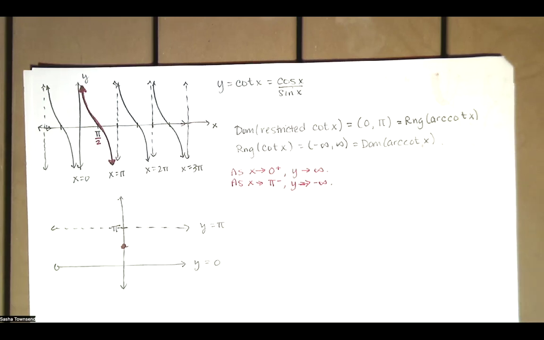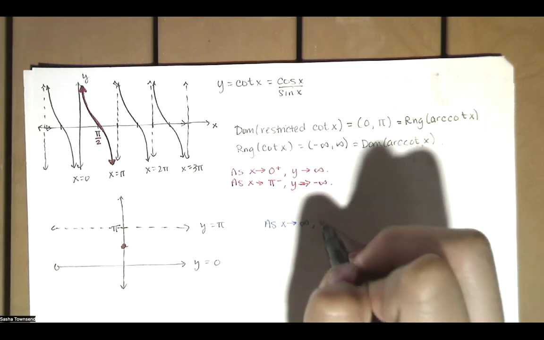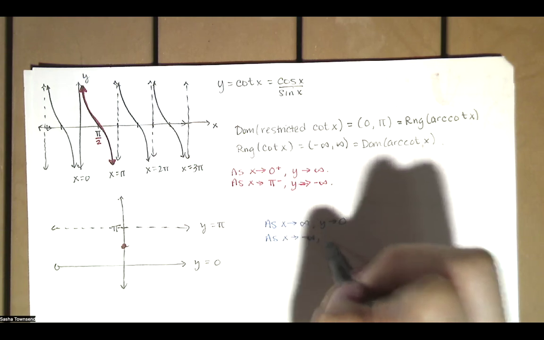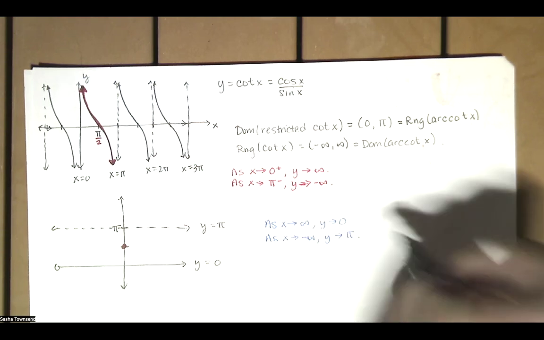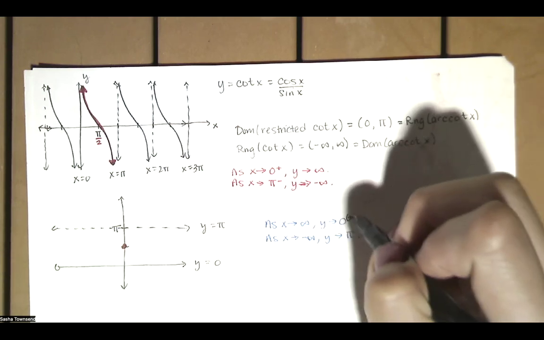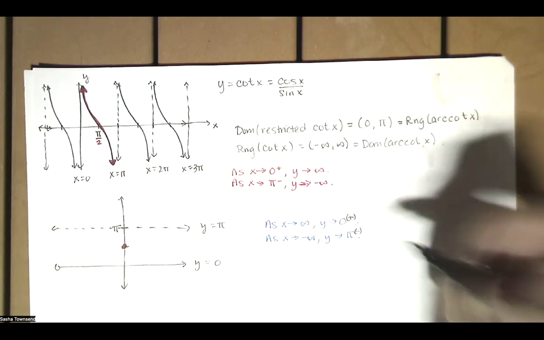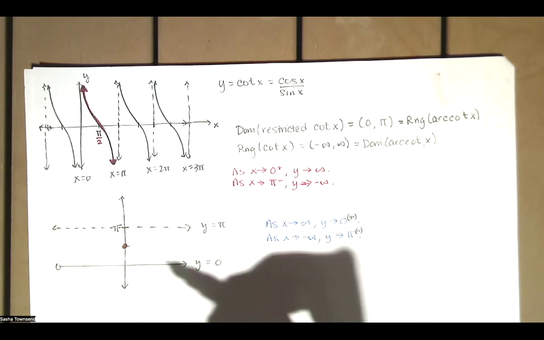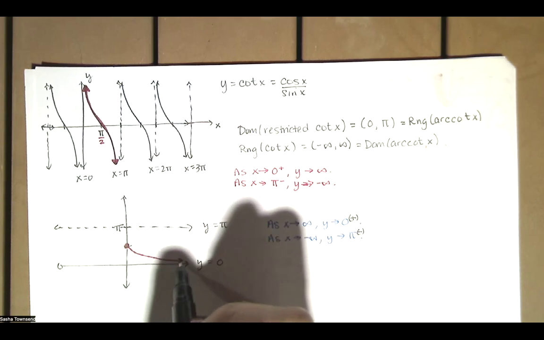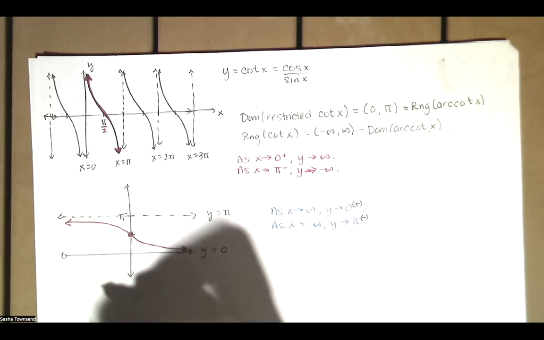So when we switch the roles of x and y, as x goes to positive infinity, y will approach 0. And as x goes to negative infinity, y will approach pi. And since we were approaching 0 from the right here, this is going to approach 0 from above. And since we were approaching pi from the left here, this will approach pi from below. So what we have is this. Approach 0 from above. And approach pi from below. And that's the arc cotangent graph.